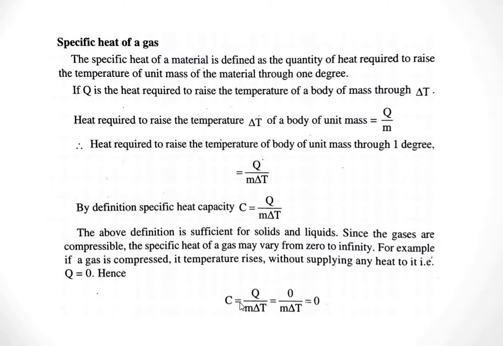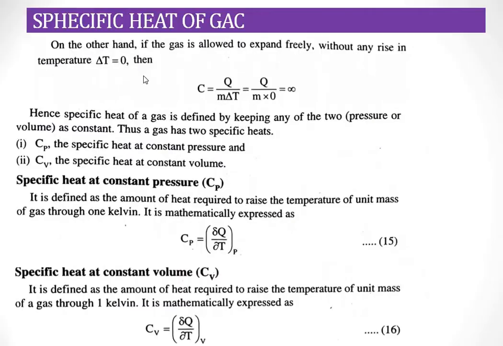So normally we express the specific heat capacity of gases at specific conditions, known as Cv and Cp. Similarly, when we expand the gas freely, its temperature may not rise; it may expand without any rise in temperature. In that case, delta T is equal to 0, so Q divided by m delta T may be infinity. Due to these two reasons, we normally specify the specific heat of a gas at certain conditions.